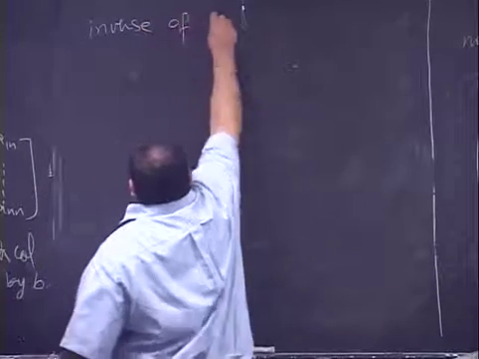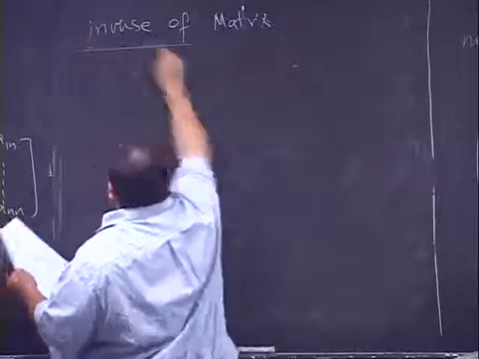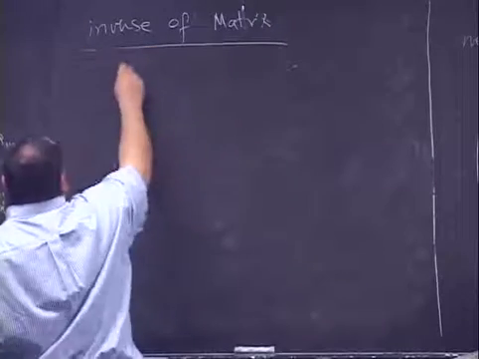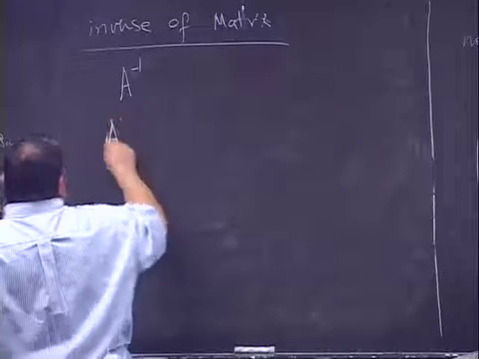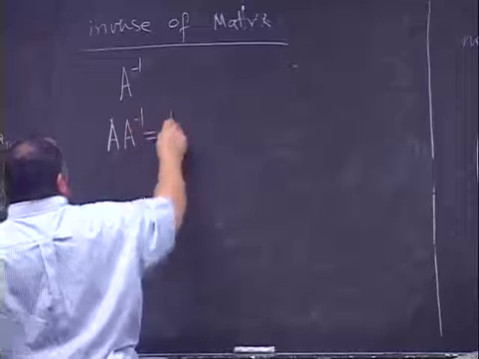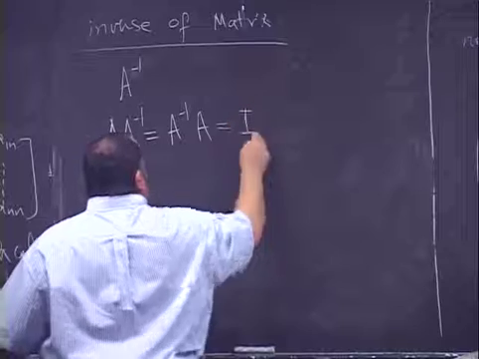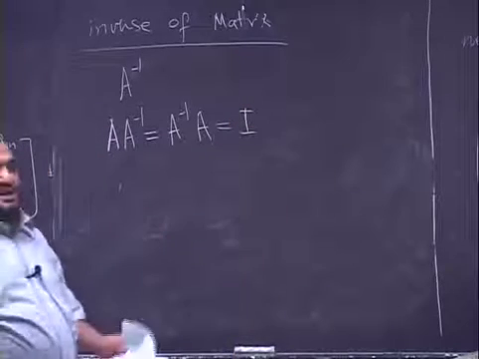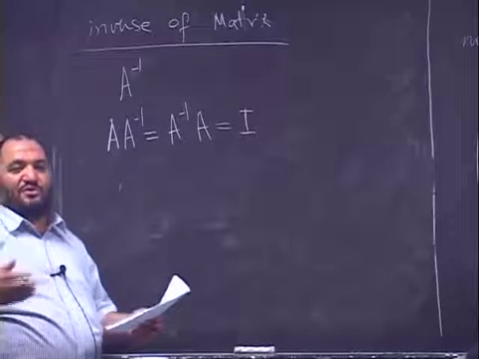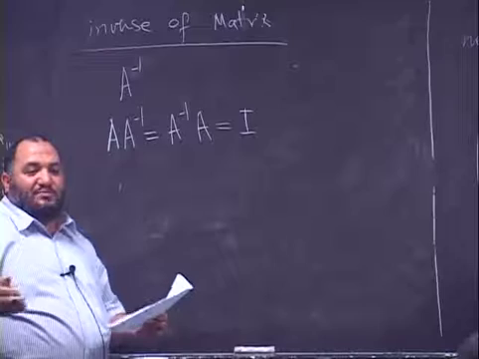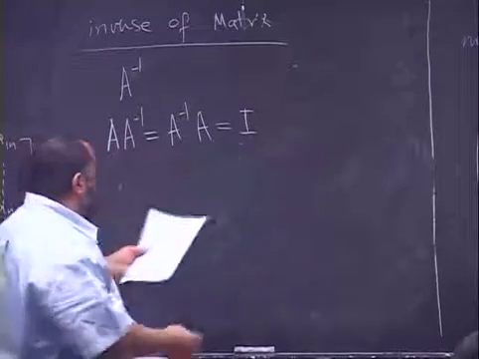Inverse of matrix. The inverse of the matrix is defined as A^-1, and it has the property A multiplied by A^-1 equals A^-1 multiplied by A, and this will give you the identity matrix. It's exactly like in numbers, 3 and 1/3. 1/3 is the inverse of 3. So 3 multiplied by 1/3 will give you what? 1. In matrices, it will give you the identity matrix.